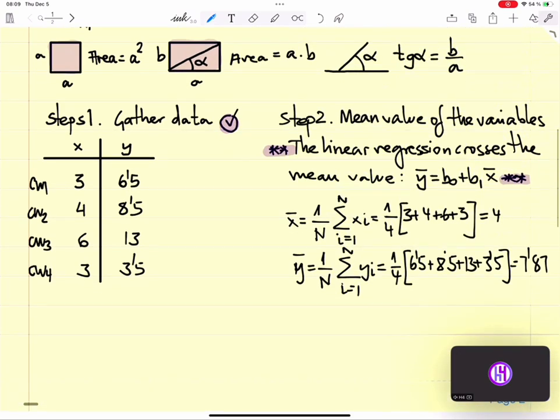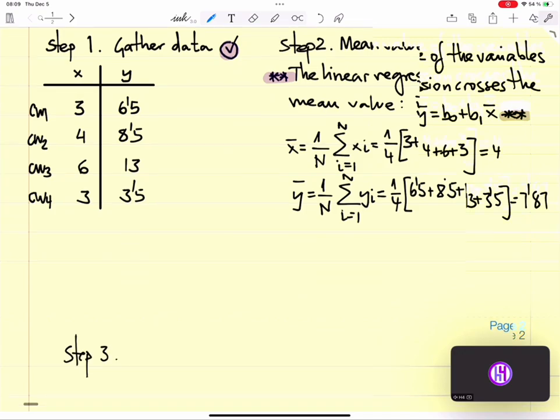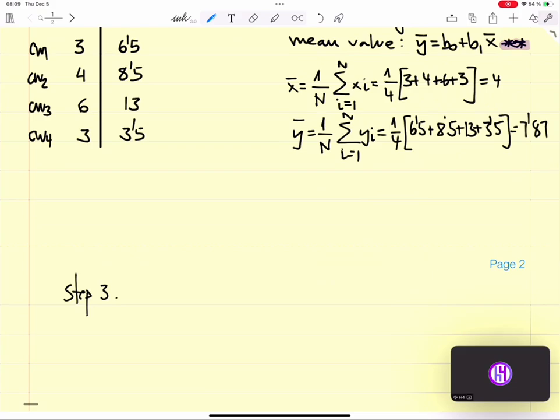All right. So you guys cool so far? Yeah, so step 3 is the challenge, okay? Step 3 is the challenge here. I mean, it's not a really big challenge, but calculate the slope.